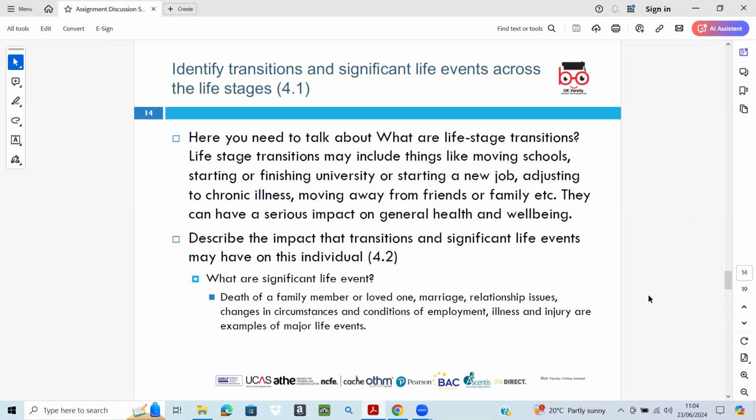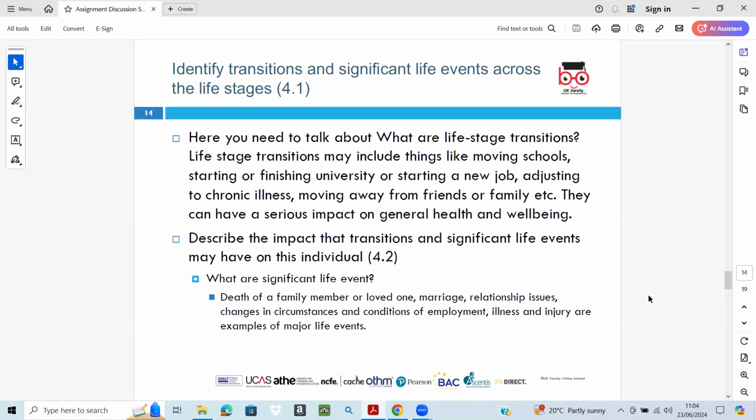There could be adapting to new changes in health, such as coping with chronic illness or disability. There could be relocation away from familiar friends or family. There are some significant life events as well. Significant life events are occurrences that shape an individual's life and overall well-being. For example, the death of a family member or loved one could lead to grief and emotional distress.